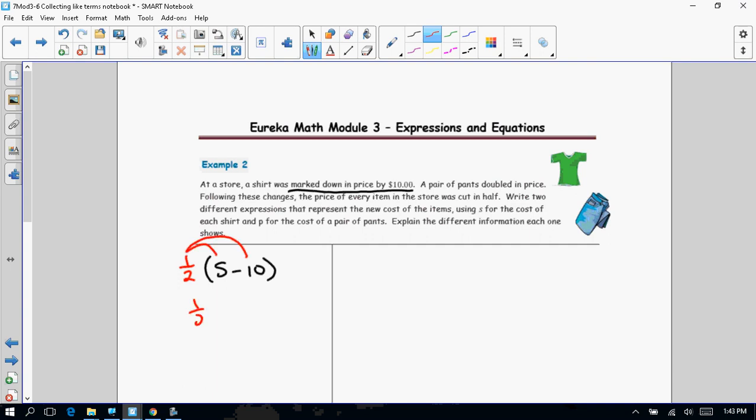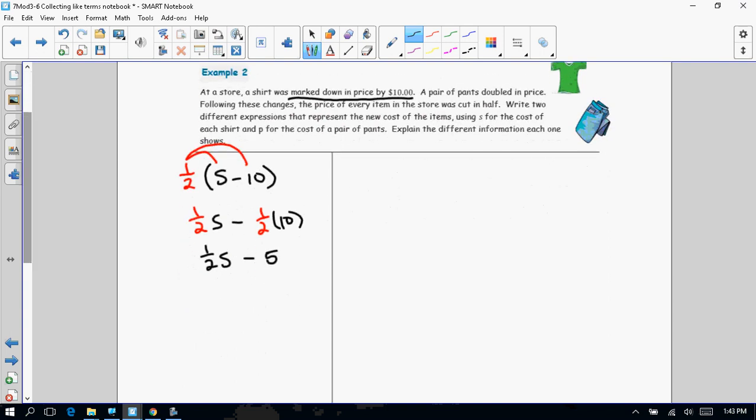So we could do half S minus 1/2 times 10, which we know is 1/2 S minus 5, right? So that would mean the cost of the shirt was cut in half and we subtract $5 from the total. Okay. We could do the pants as well, and it says the pants was doubled, right? So we have the price of the pant, and we're going to double that, which means multiply it by 2.